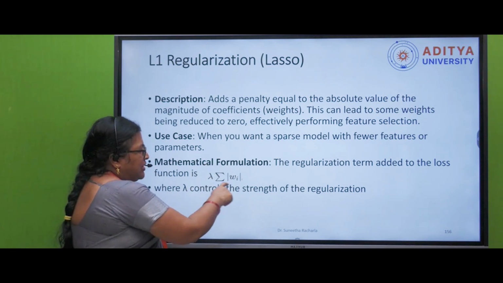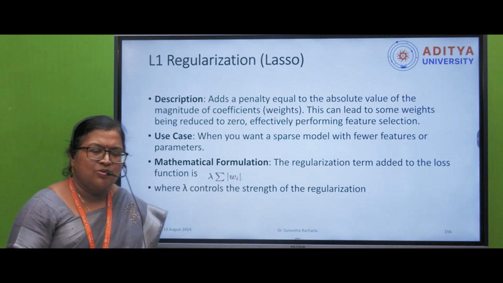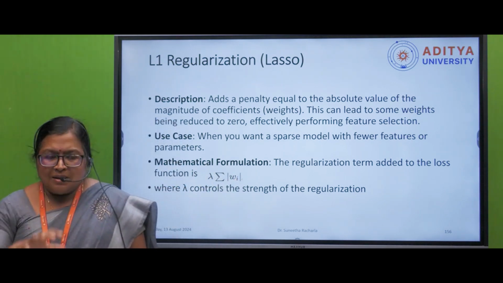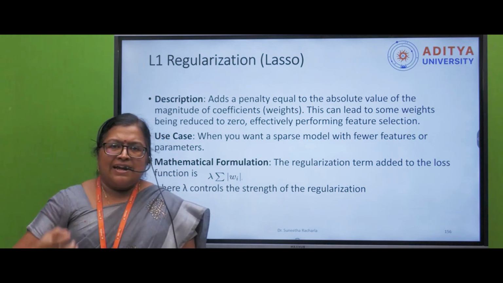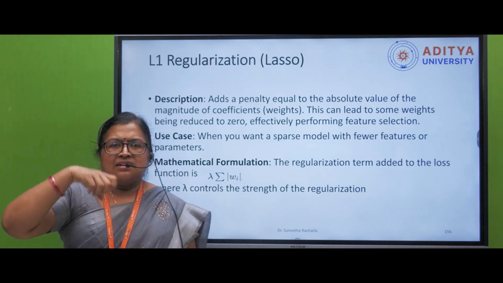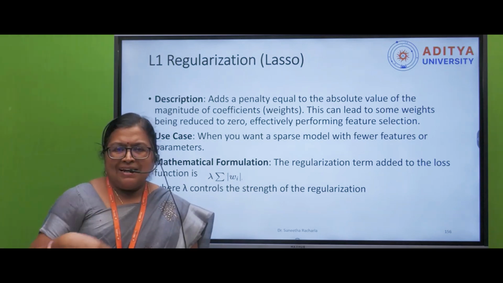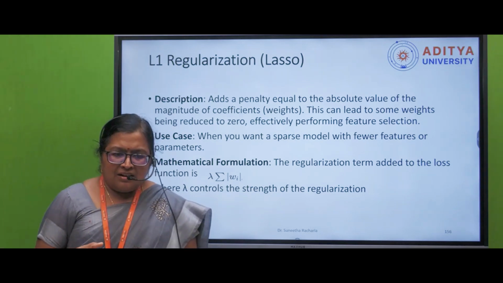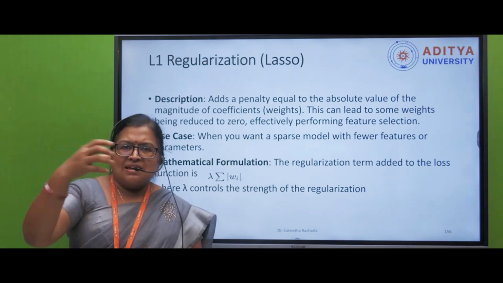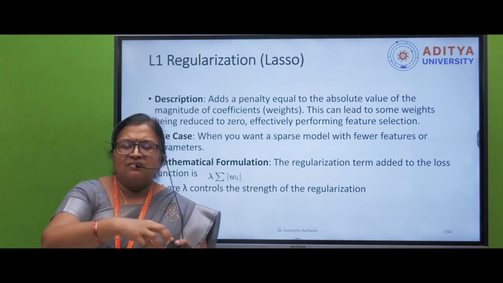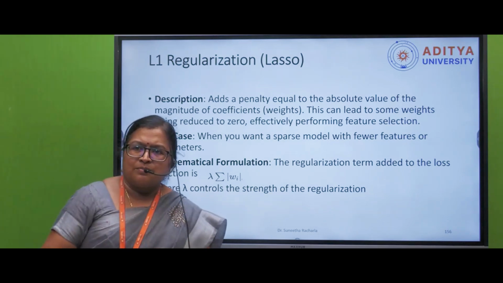This is the formula we use for lasso regularization. It will add some penalty. Yesterday I told you that as the data overfits, the loss is increasing. To that, we will add some penalty. The penalty is nothing but an element added to this loss function.